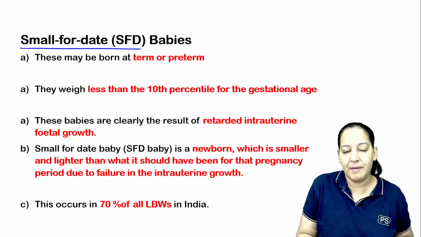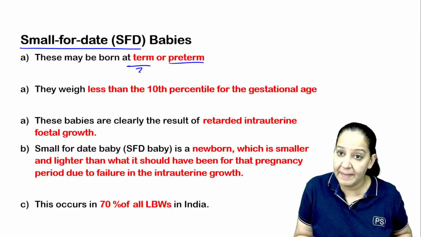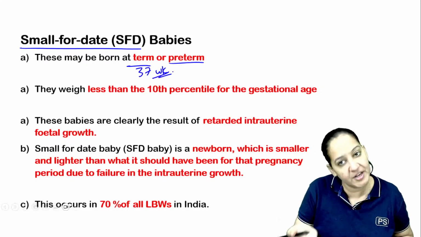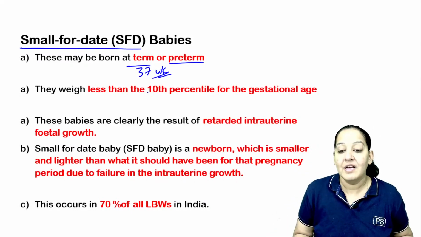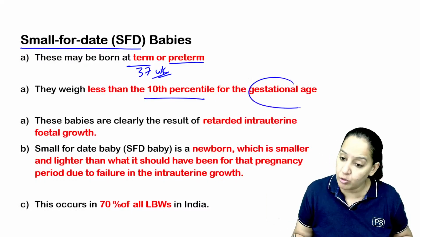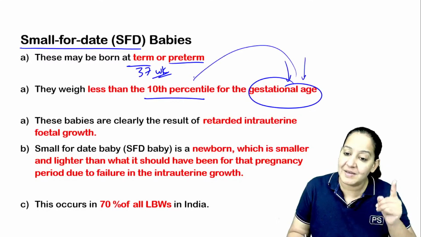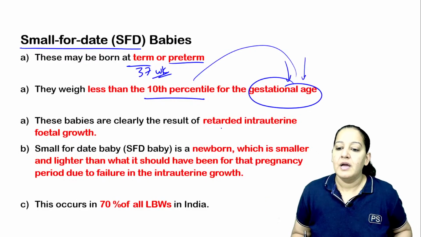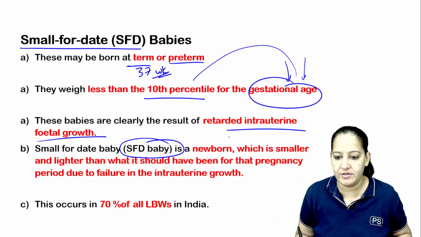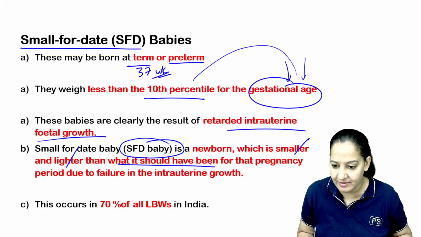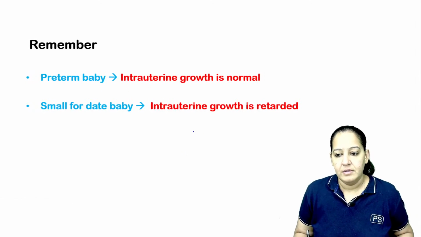But short for date babies or IUGR babies, ये तो term पे ही born हैं, they are born at 37 weeks only, फिर भी their weight is not normal. Their weight is below the 10th percentile for the gestational age. At that gestational age, whatever weight they should attain, their weight is 10 percentile lower than that. It is not normal, and they are known as IUGR. That's why they are known as short for date babies, short for that particular date. So they are smaller and lighter than what is expected at that gestational age, right? So that is the thing.